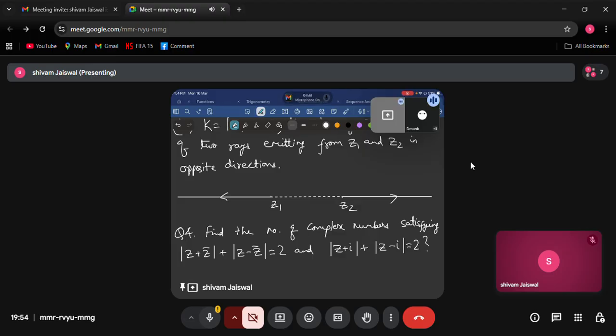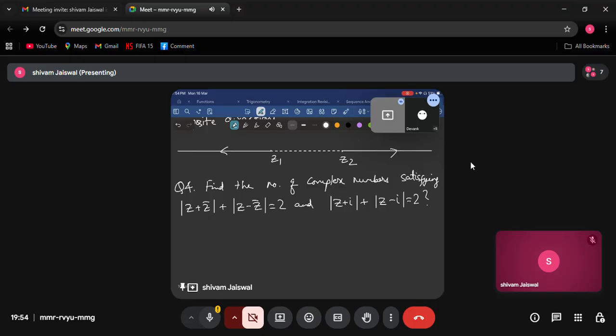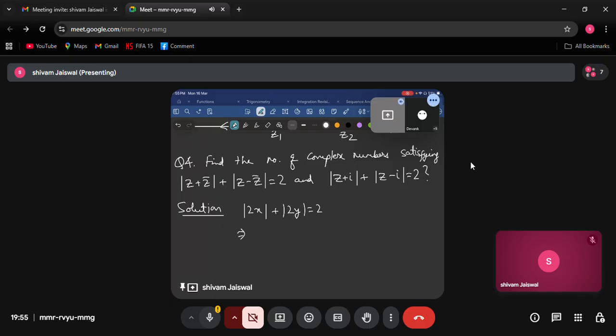Okay, so I'm solving this one, everyone. Pay attention. So what does it represent? Mod of z plus z bar plus mod of z minus z bar equal to 2. It's like mod of 2x plus mod of 2y equal to 2, right? If we divide it by 2, we are going to get mod of x plus mod of y equals 1.